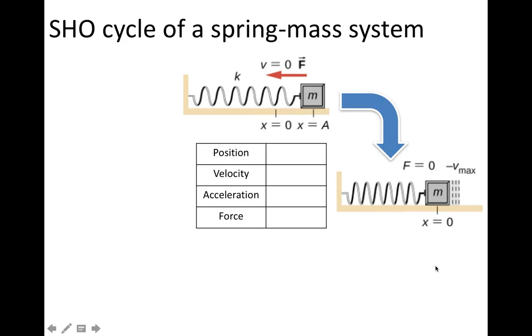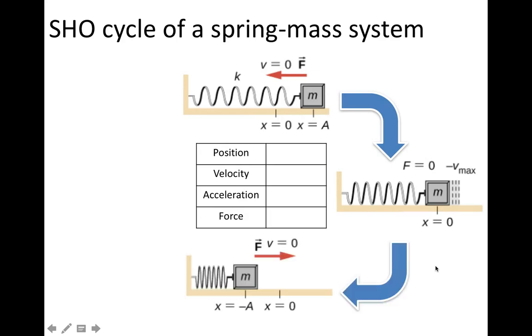So later, it then moves all the way to a max compression. And at max compression, now it's got a position that is a negative maximum, which means that the force will be a positive maximum. And that causes a maximum positive acceleration. And again, at the endpoints, it's undergoing a turning point, and so the velocity is 0 at that position.